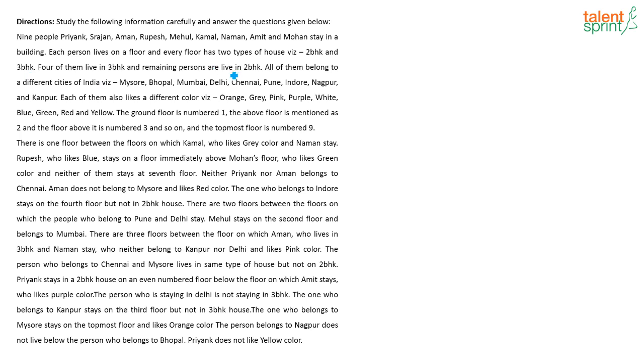Each person lives on a floor and every floor has 2 types of houses, 2 BHK and 3 BHK. 4 of them live in 3 BHK and the remaining persons live in 2 BHK. All of them belong to different cities as follows and like different colors. Ground floor is numbered 1 and the topmost floor is 9. So what are the floor numbers? 9, 8, 7, 6, 5, 4, 3, 2 and 1.